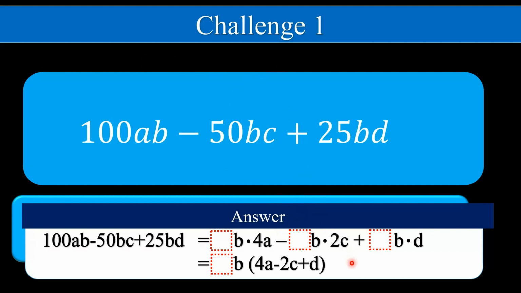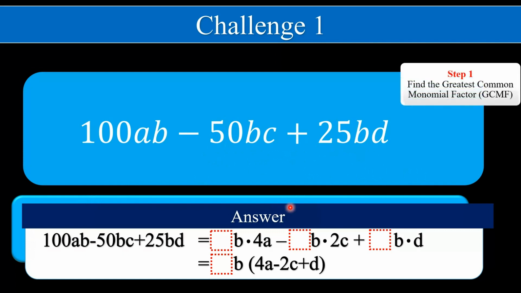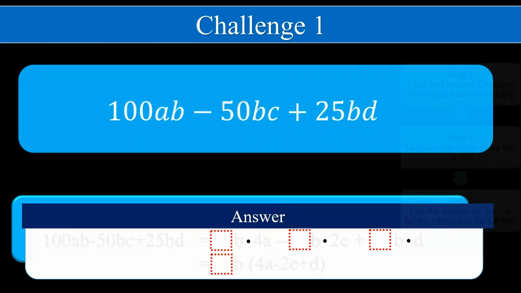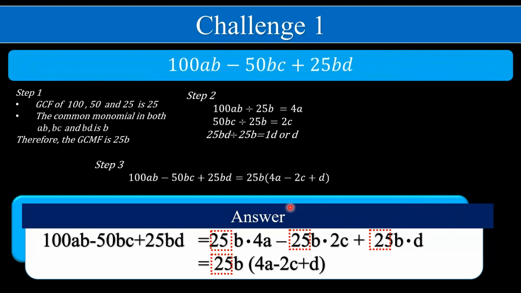We're done? Okay. Let's have the answer. The correct answer for this problem, 100ab minus 50bc plus 25bd, using the steps, basically you have to use the steps. The answer for this is 25. Why is it 25? Step 1, actually, we have 3 terms here, 100, 50 and 25.